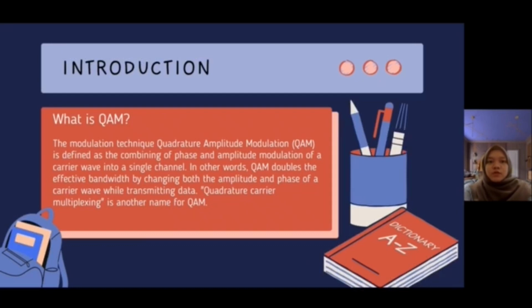Why is QAM called so? Because QAM is a signal in which two carriers shifted in phase by 90 degrees, such as sine and cosine, are modulated and combined. As a result of the 90 degrees phase difference, they are in quadrature and this gives rise to the name.